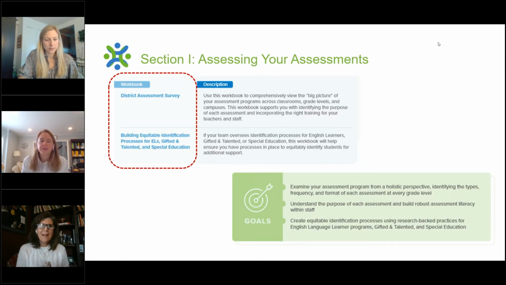Sure. So this first section is really taking a deep dive look at what your current assessment practices are at the district level or at the school level. And really trying to figure out what is the purpose for each assessment, right? That purposeful and intentional testing that really needs to occur throughout your school or through the schools in your district or diocese.